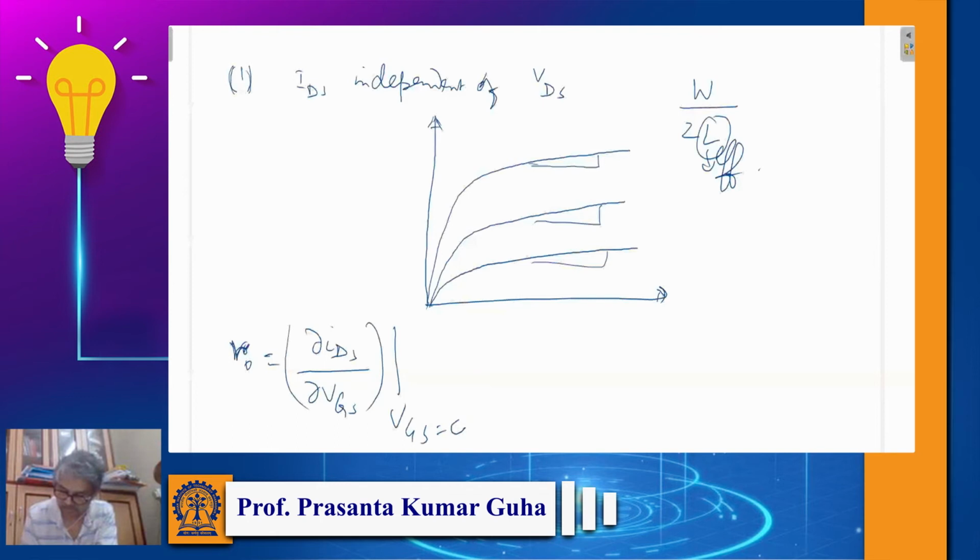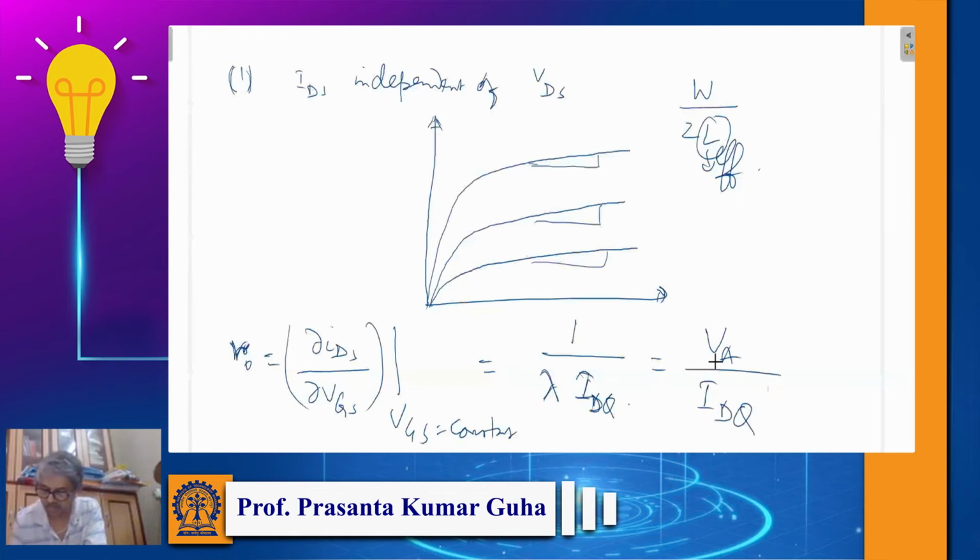Here VGS is constant, and this will be equal to 1 by lambda IDQ. IDQ is the Q point drain current, or IDSQ, and lambda is basically the channel length modulation. This we'll discuss later when we go through the small signal model, but for the time being this is basically the early voltage divided by IDQ, the output resistance.